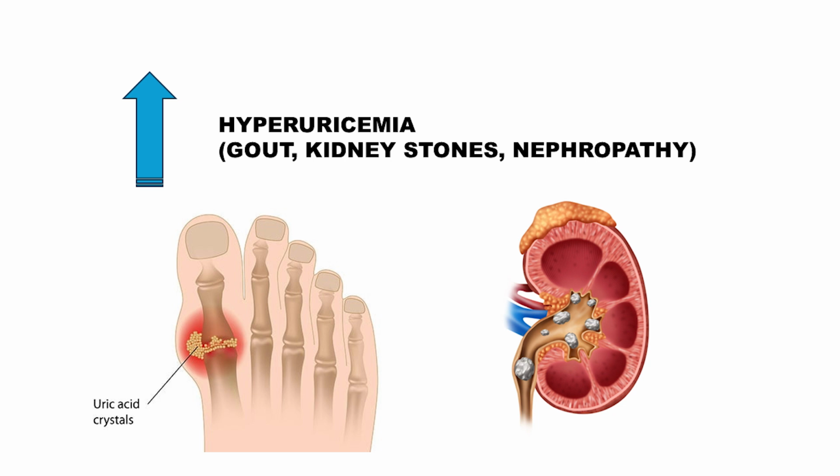Uric acid and its salts, urates, have low solubility in water. When their concentration increases, they readily crystallize and aggregate. This is the direct cause of gout, kidney stones, urate nephropathy, and hyperuricemia.